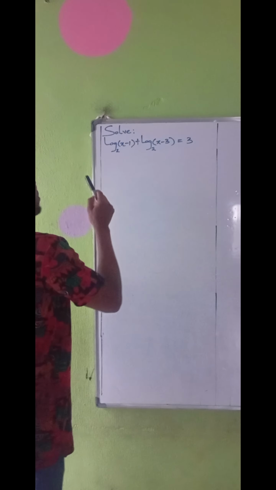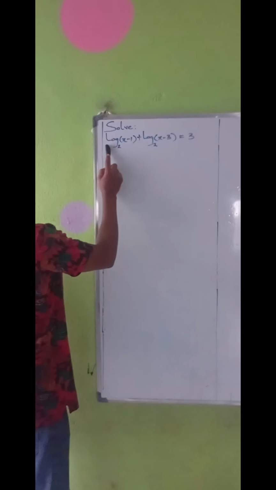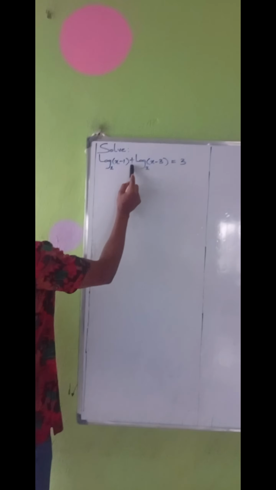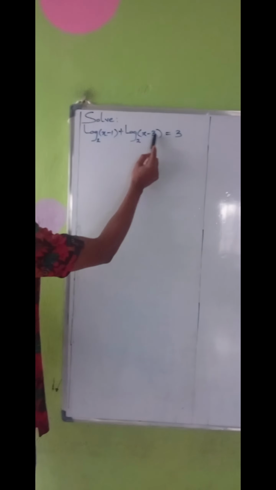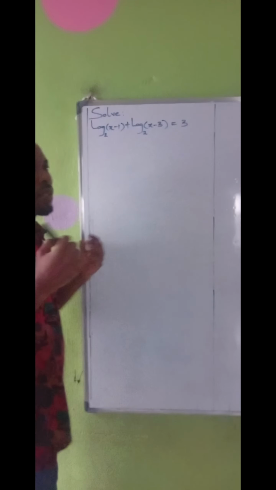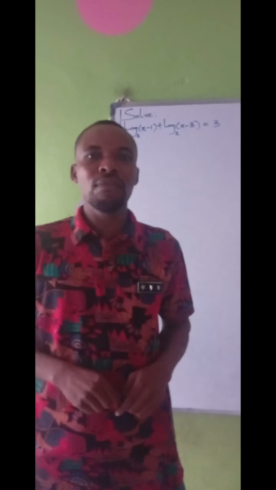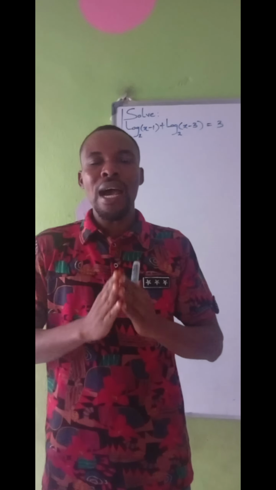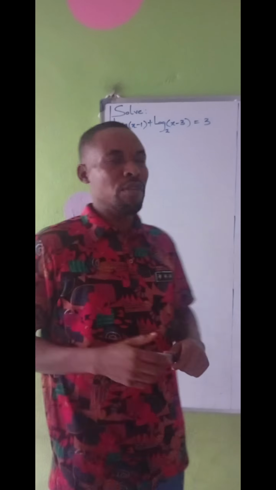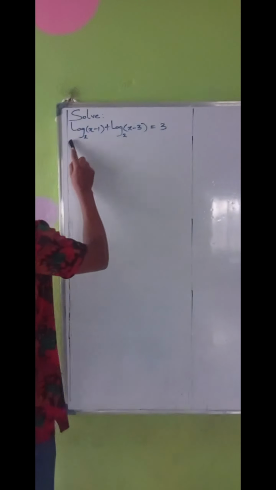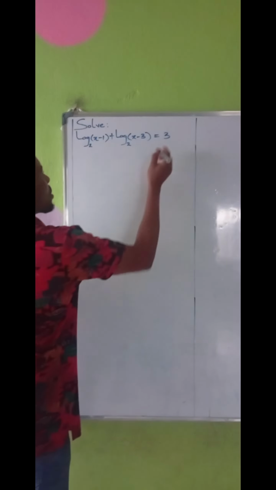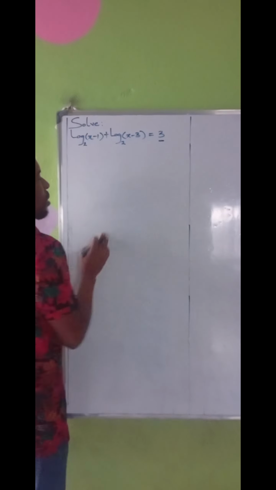We have something like this: log of x minus 1 to base 2 plus log of x minus 3 to base 2 equals 3. Now, how do you approach this type of question? The first thing you are going to do is make sure that all the terms in the equation are expressed in terms of logarithm. How do I mean? Look here, we have log, we have log. Then how about this 3? So let's start with this 3 and change it to a logarithm form.